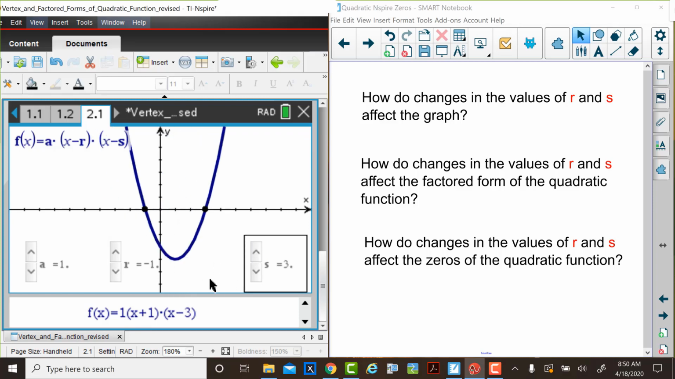In this case, if one factor is negative, one x-intercept has a negative value, and one x-intercept has a positive value. This is how the factored form looks. x minus the negative 1 is x plus 1, and then x minus 3. Let's summarize this on the next page.